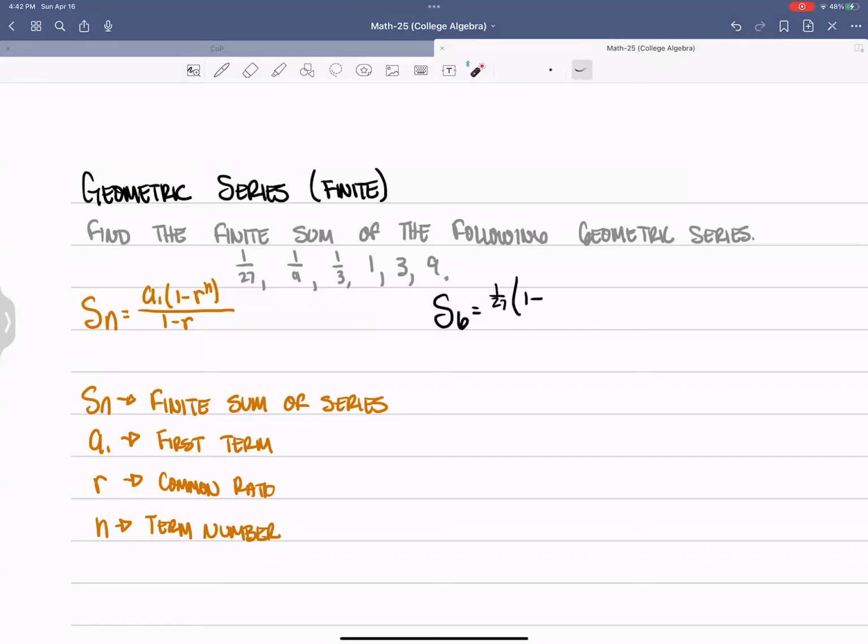Similar to what we've been doing, we look at the second term and either subtract or divide the first term. So here we have 1/9 divided by 1/27. I don't like the denominators, so we multiply both top and bottom by 27. Those two divide out, and 9 goes into 27 3 times. So our ratio is 3.